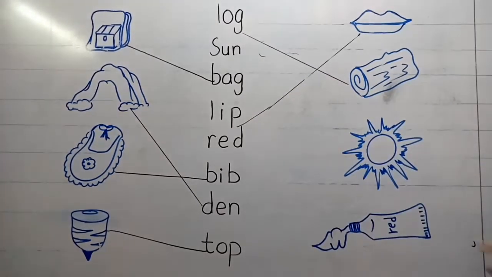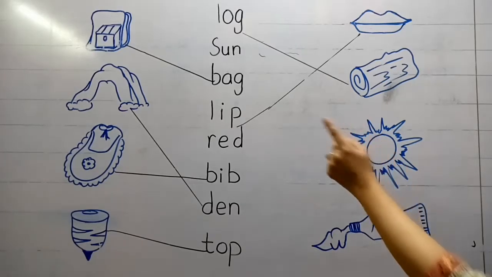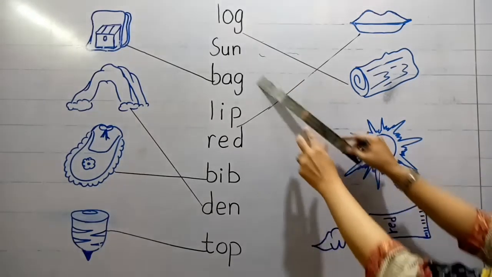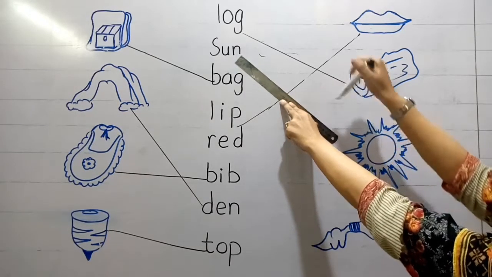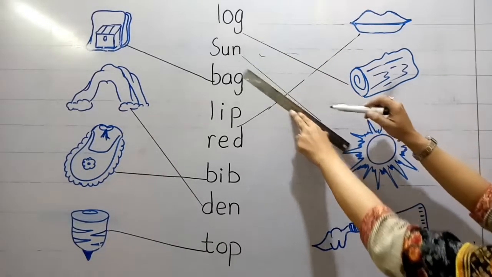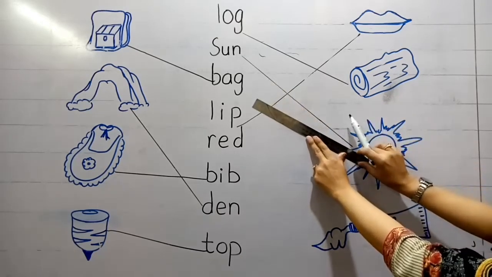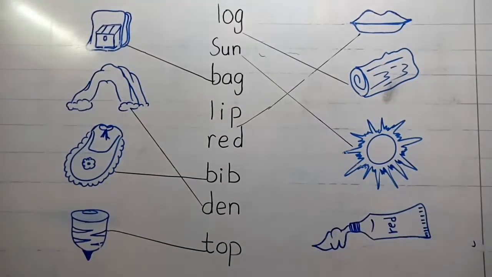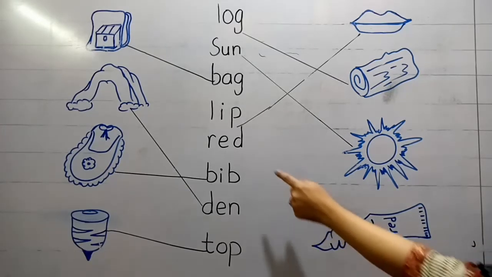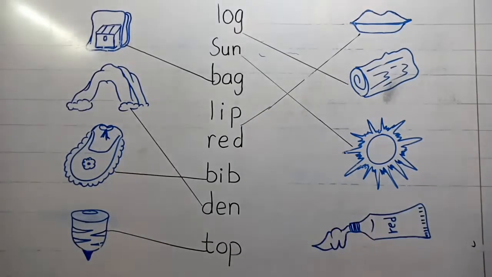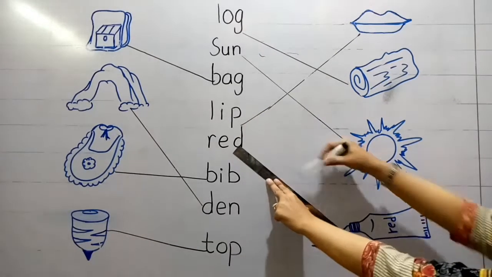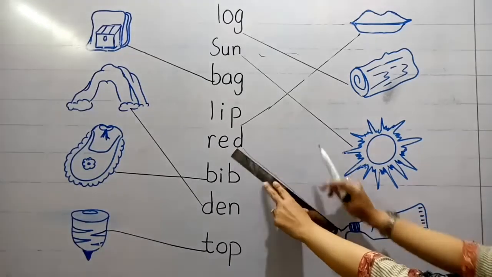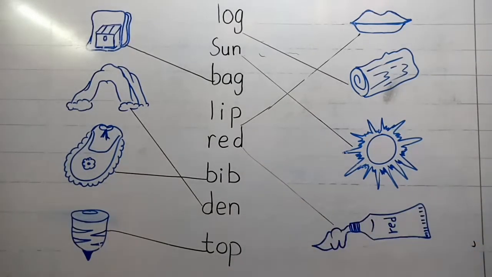Yes, this is sun. And the spelling of sun? S-U-N, sun. Here is the spelling of sun. Match the sun with the picture. And the last picture, here is the color red. Where is the spelling of red? R-E-D, red. Match it. This is match the correct picture. Now come to the next exercise.